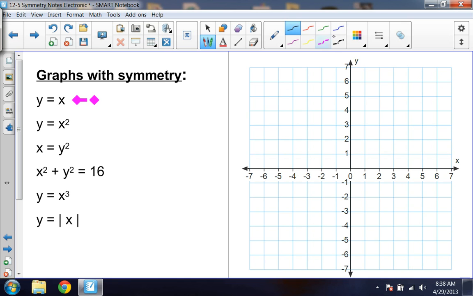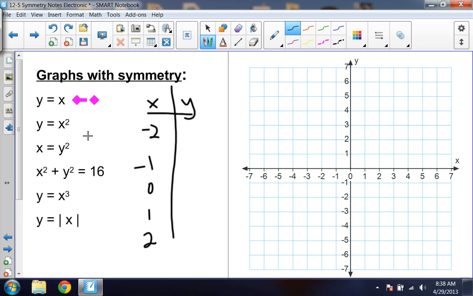Okay, y equals x squared. Now, if you don't know how to graph this yet, go ahead and try an xy table, where x is your independent variable and y is your dependent variable. So I can plug in values for x. I'll do the standard negatives and positives here.